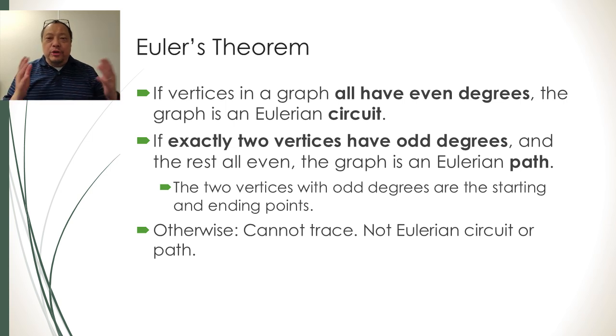Otherwise, cannot trace. No Eulerian circuits or path. So, either all even, Eulerian circuit, or exactly two odd, Eulerian path. Anything else, not Eulerian at all. Cannot trace. Just a footnote here, just to be clear, we're talking about a graph that's internally connected. We're not talking about graphs that consist of two or more separate pieces.